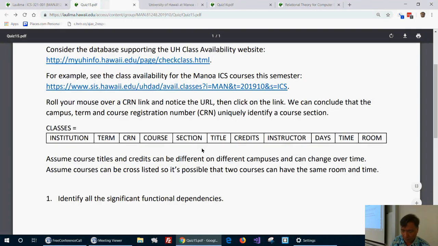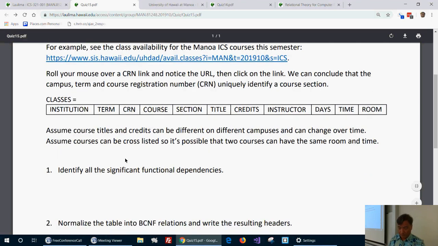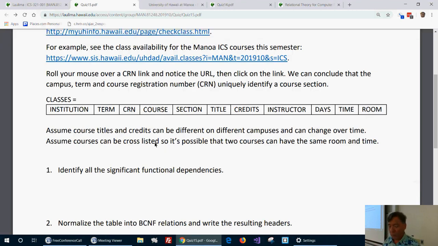So you would look at we have institution, term, CRN, and then we have the course, which is ICS 321. Section 1, it's 314 has like 3 sections. The title of the course, the number of credits, the instructor, the days, the time, and the room. And so here, it's like we're learning more about the database.